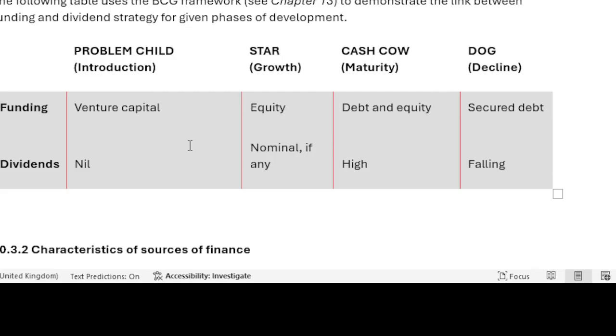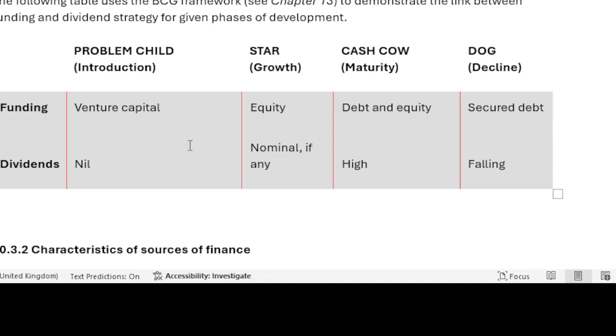But if it is a cash cow, especially cash cow is usually when we're at maturity, funding we can have both from debt and equity, because now we have the muscle to accommodate also the debt. And will there be dividends? Usually there will be dividends, because now we are at a maturity stage, we are doing operations, we are able to make profits at the end of the year, so the dividends will be high.